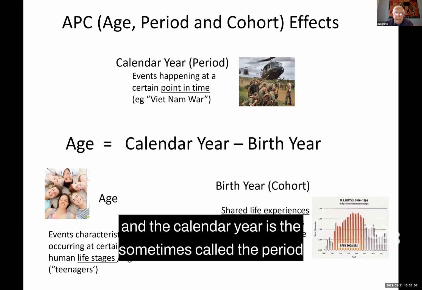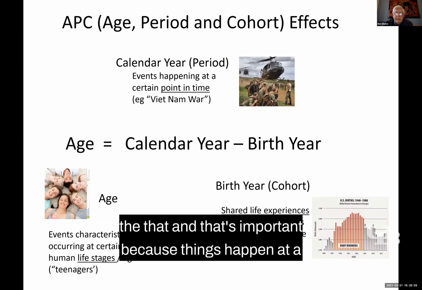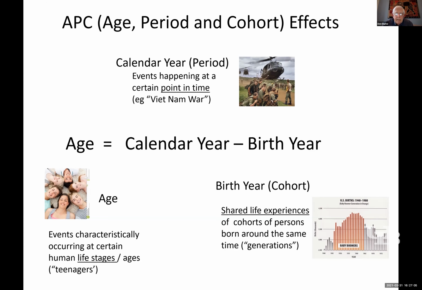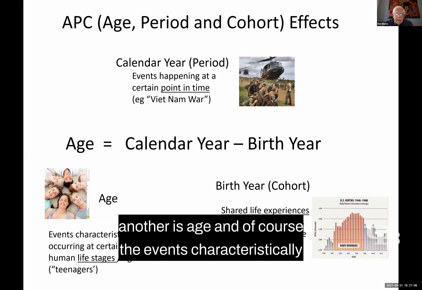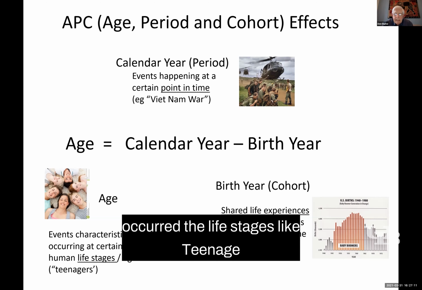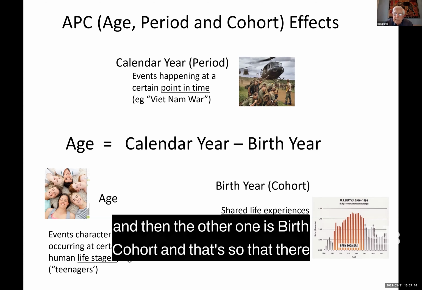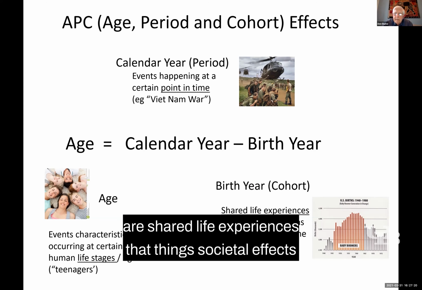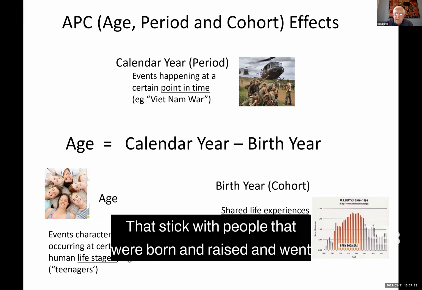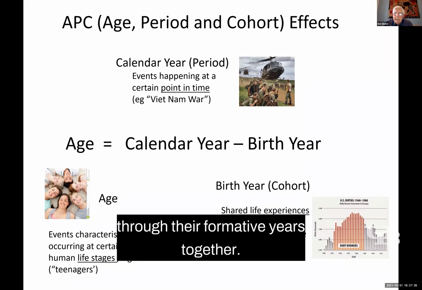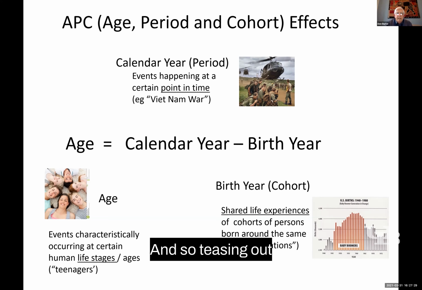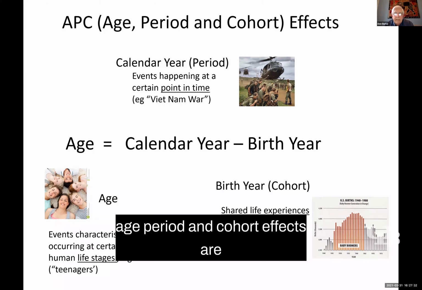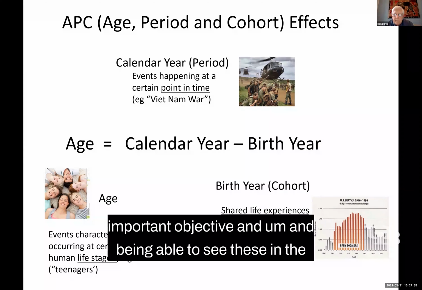The calendar year is sometimes called the period, and that's important because things happen at a given period, like the Vietnam War. Another is age, and of course, events characteristically occur at life stages like the teenage years. And then the other one is birth cohort, so that there are shared life experiences and societal effects that stick with people who were born and raised and went through their formative years together. So teasing out age, period, and cohort effects is an important objective, and being able to see these in displays is useful.